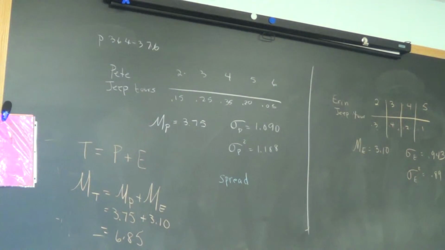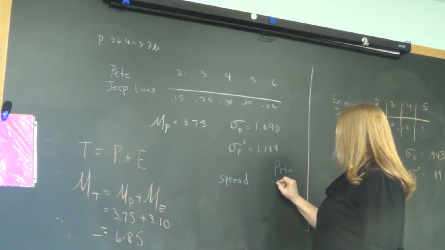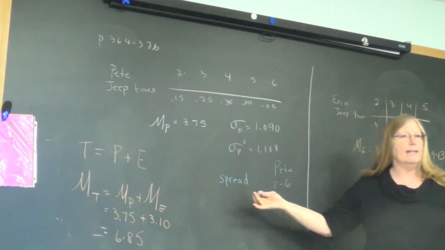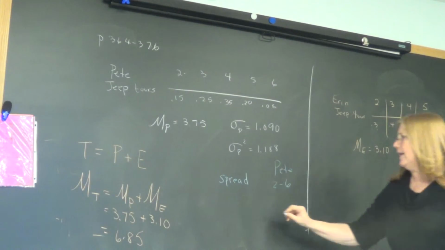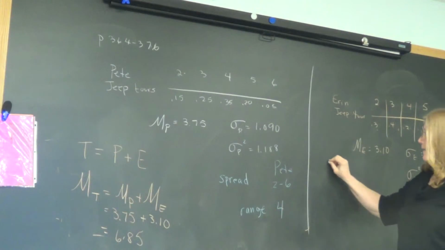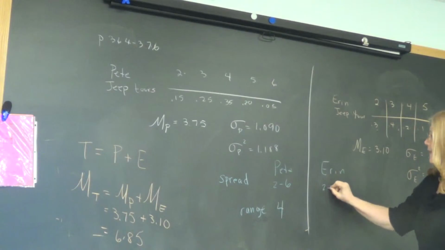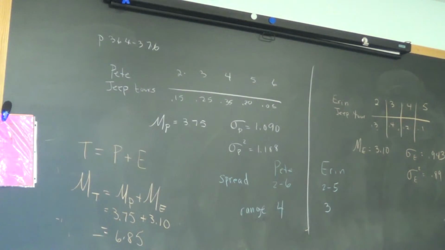So Brandon, check out Pete's tours. What's the lowest and the highest on his customer number? 2 and 6. So Pete's goes from 2 to 6. That's the range or the spread, so that's a spread or a range of 4. All right, so now let's look at Erin. Erin's goes from 2 to 5, so her range is 3. Looking at that, let's look at the total.